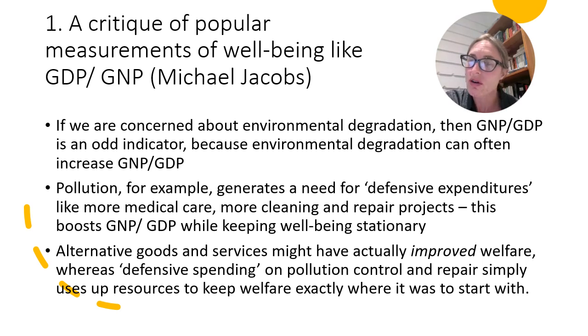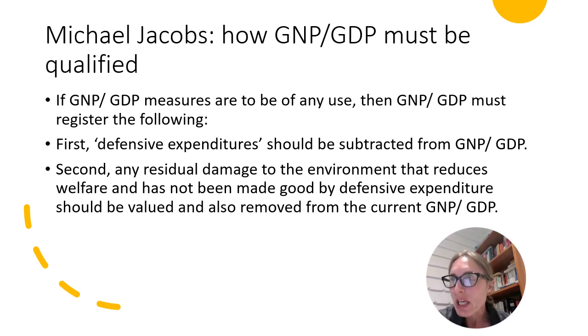And Michael Jacobs goes on to consider the implications of this. Well, it means that GDP must actually be qualified in its measurements. We've got to recognise that if these measures are to be of any use to us in measuring welfare, then they have to actually subtract defensive expenditures from GDP. The value of those defensive expenditures needs to be subtracted. And also, if pollution exists, but there is no defensive expenditure, then any residual damage to the environment that reduces welfare and has not been protected against by defensive expenditure should also be valued and also removed from current GDP.